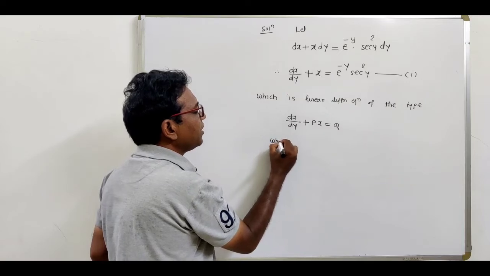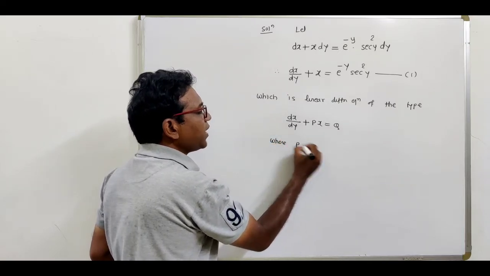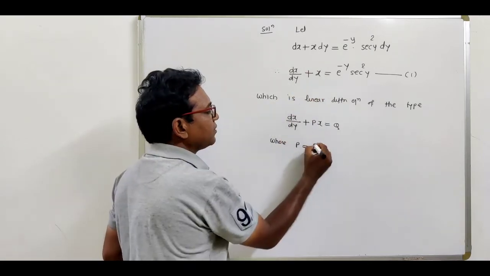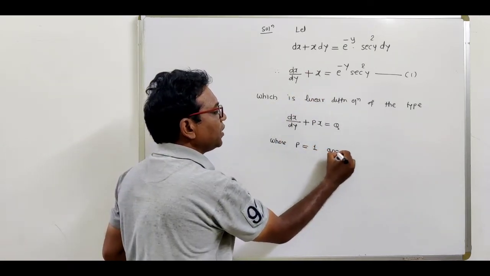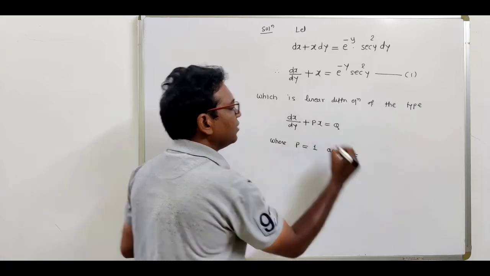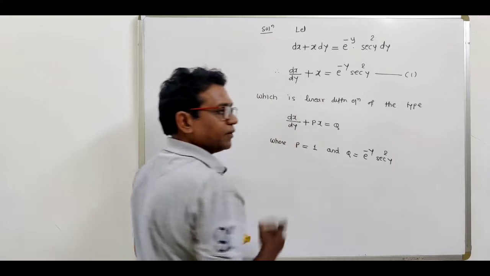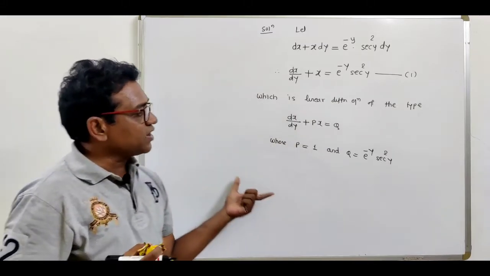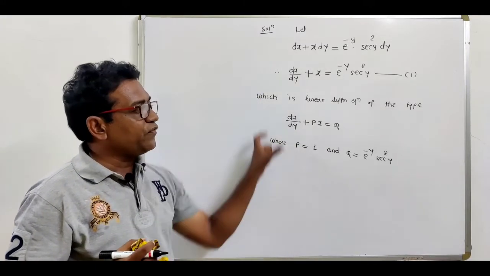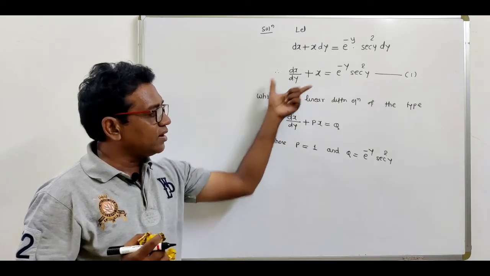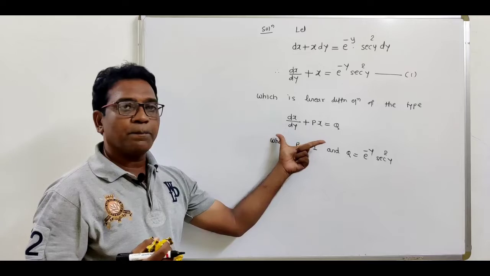So, right here, what is the value of p? P means coefficient of x, it is 1. And what is q? Q means the right hand side, which is e raised to minus y into sec square y. So, this is our first step. First of all, identify the given differential equation. Obviously this is a linear differential equation and this is the pattern.